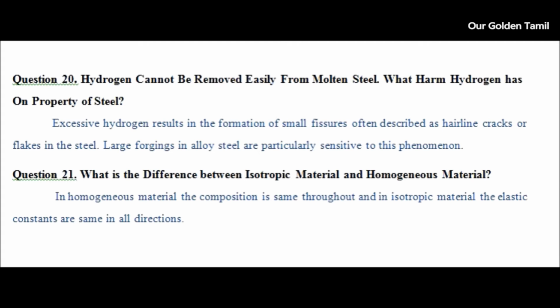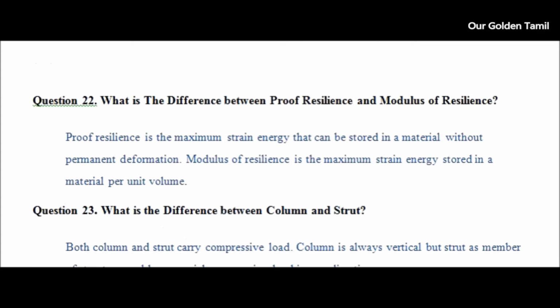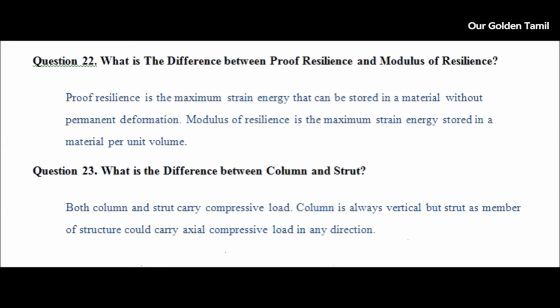Question 21. What is the difference between isotropic material and homogeneous material? In homogeneous material the composition is the same throughout and in isotropic material the elastic constants are the same in all directions. Question 22. What is the difference between proof resilience and modulus of resilience? Proof resilience is the maximum strain energy that can be stored in the material without permanent deformation. Modulus of resilience is the maximum strain energy stored in a material per unit volume.